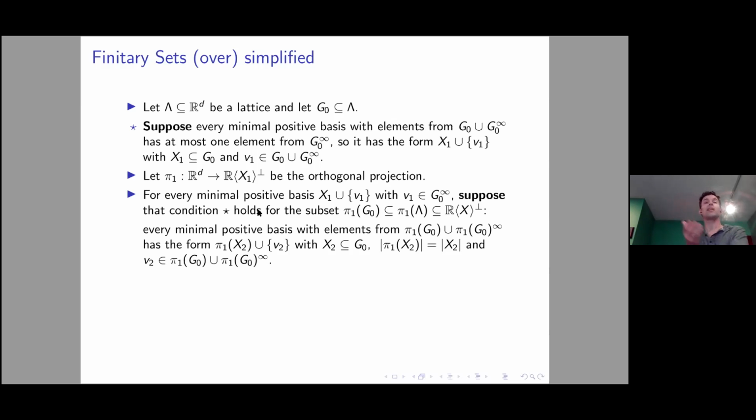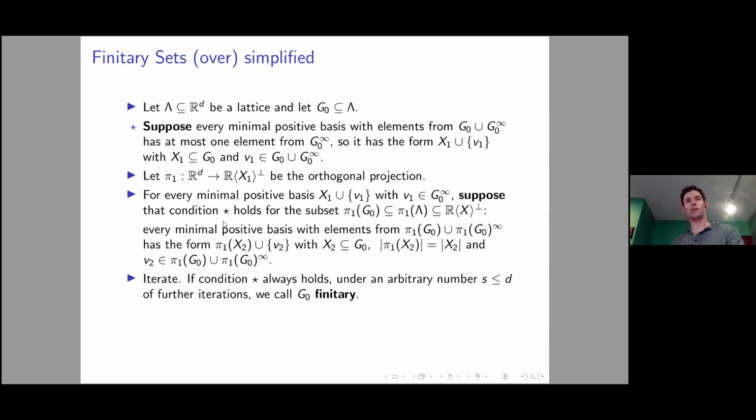So now, say we had taken an arbitrary minimal positive basis satisfying the star condition, for which the b1 is actually an infinite direction. Let's mod out by that subspace generated by x1. We get a new subset of lattices in a different lattice. And let's suppose that the star condition holds for this new set, pi1 of G0. Anytime we find a new minimal positive basis, it has this form here, which I've written down in explicit conditions in terms of the preimage x2.